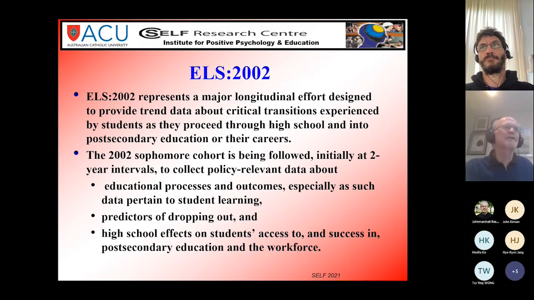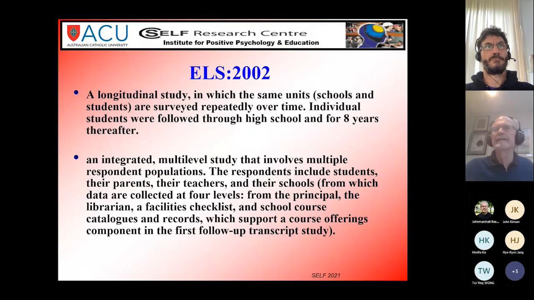The cohorts were in sophomore year 10 and initially collected at 2-year intervals. And these are some of the things that are the focus of it. And it's longitudinal in that for the most part, the kids are staying in the same school, but they're followed up, and they did a really good job of following up. I mean, they've got up to more than 80% response for age 26.